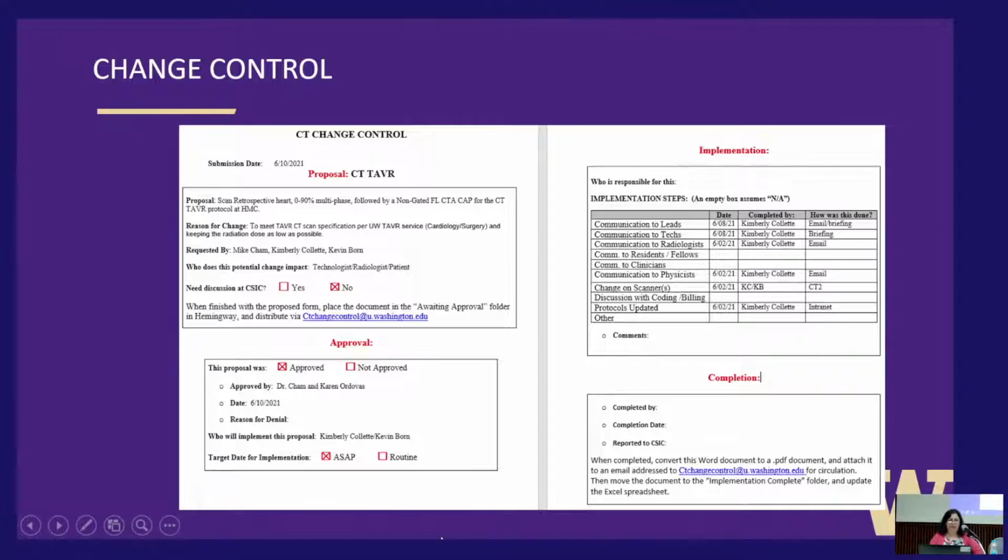And here's another example of a change control form. This was done by two technologists, and they did it with the radiologists. Mike Jam is our cardiac radiologist, and they're saying they want to change to meet TAVR CT scan specifications while keeping the dose as low as possible. Then there was a discussion, and it shows here who implemented it and whether it was communicated to the respective bodies. If this is not done by the technologists, I would not know about it unless I remembered what was discussed at a meeting. So we have to have some way of keeping track. This is another thing our technologists do as well, this is great.